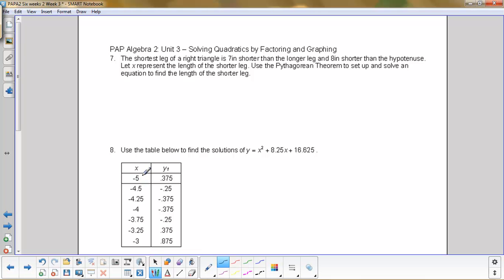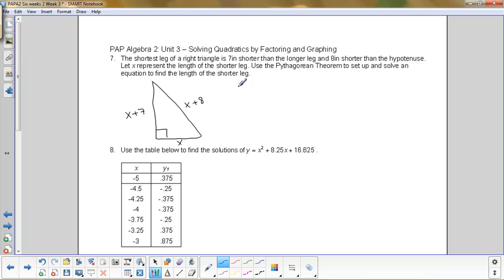Okay, so in this one we've got a right triangle. And then we've got to interpret what it is it's saying. The shortest leg of the right triangle is 7 inches shorter than the longer leg, so we're going to determine that the longer leg be x plus 7. We'll go ahead and assign the short leg the value of x, and it says that the hypotenuse is 8 inches longer than the short leg, so we're going to use x plus 8 for your hypotenuse.